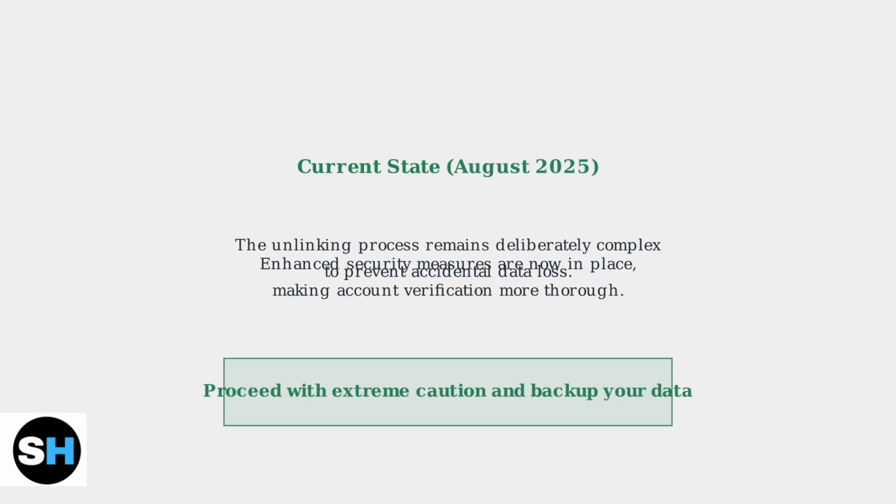As of August 2025, the unlinking process remains deliberately complex to prevent accidental data loss. Enhanced security measures have been implemented, making account verification more thorough. If you decide to proceed with unlinking, do so with extreme caution and always back up your data first.